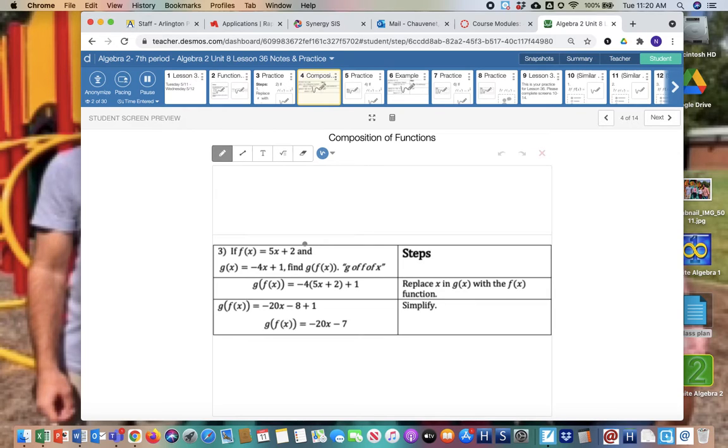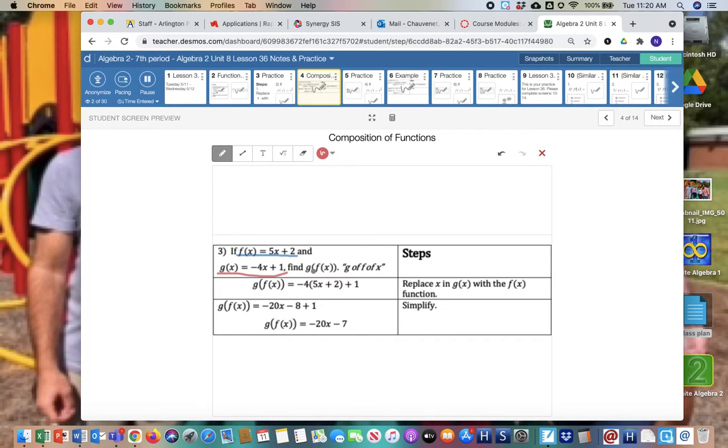So now let's look at what's called composition of functions. So this is where we're going to have two separate functions, and I'm going to kind of color code these. So f of x, in this case, is going to be 5x plus 2. And then we see that there's a g of x. So the g of x is going to be negative 4x plus 1. So now it asks us to find g of f of x. Okay, so that's how you say it, g of f of x.